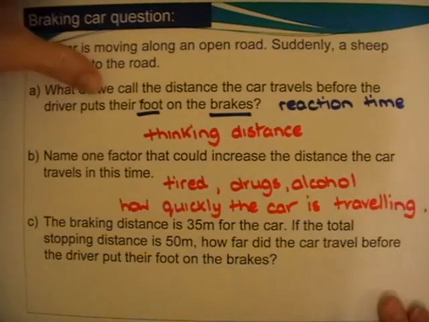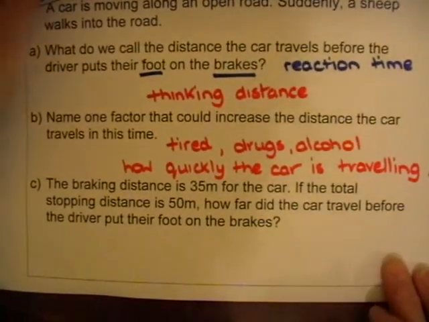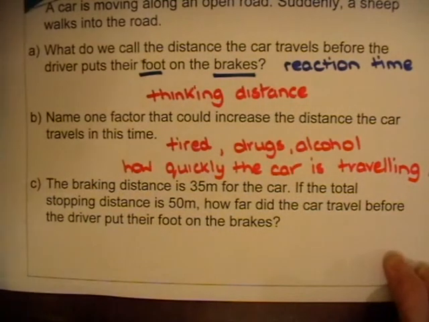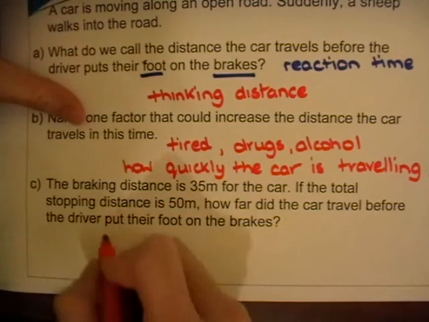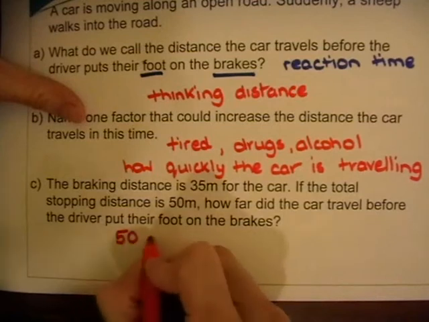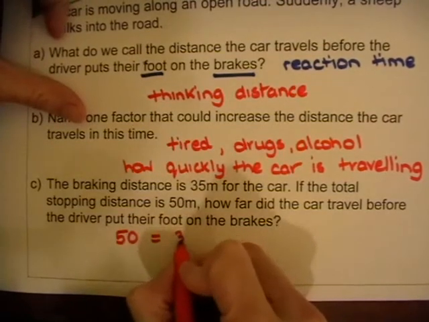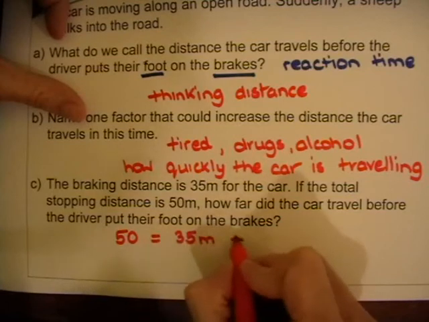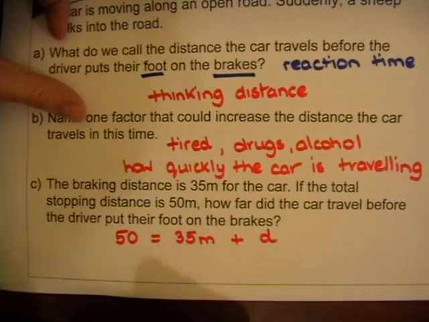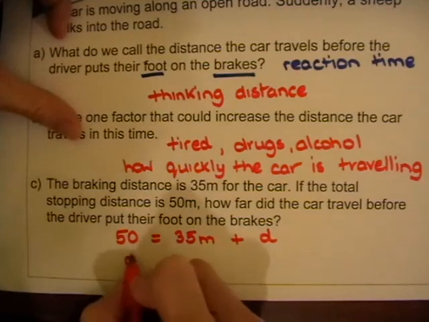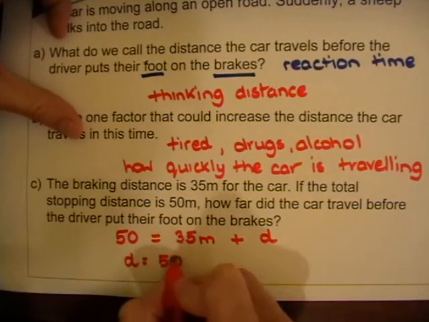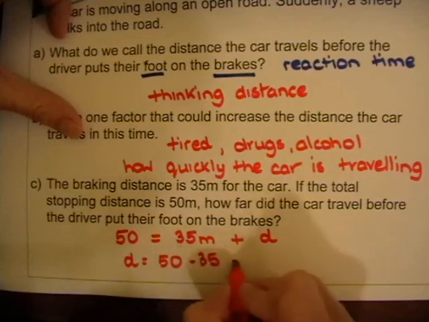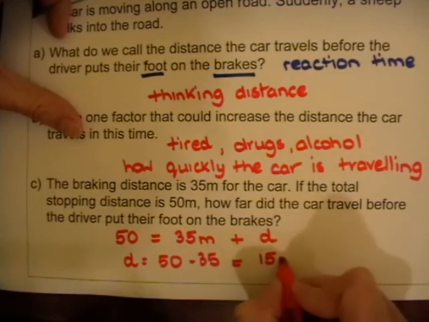The braking distance is 35 metres for the car. If the total stopping distance is 50 metres, how far did the car travel before the driver put their foot on the brakes? So we know that the total stopping distance is 50 metres, but only 35 metres of that is actual braking distance. So we're looking for the distance the car travelled before the driver put their foot on the brakes. So that's obviously 50 minus 35 equal to 15 metres.